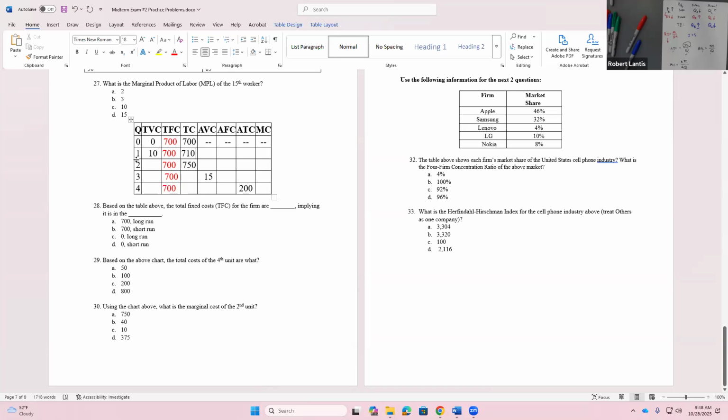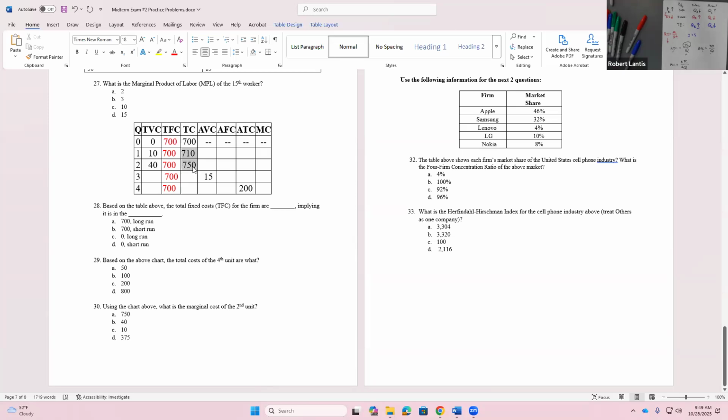Now, it won't always be this easy. On the exam, I might not give you changes in quantity of 1. Maybe it's changes of 10 or 5. But here I've just got a change in quantity of 1. So 40 over 1, my marginal cost would be 40. Now, let's say I didn't have these total variable costs. For a second, let's assume I'm just trying to figure it out. What would my total variable cost be at the second unit? Well, if I know that my total costs are 750 and my total fixed costs are 700, the difference between those would just be my total variable costs, or 50.